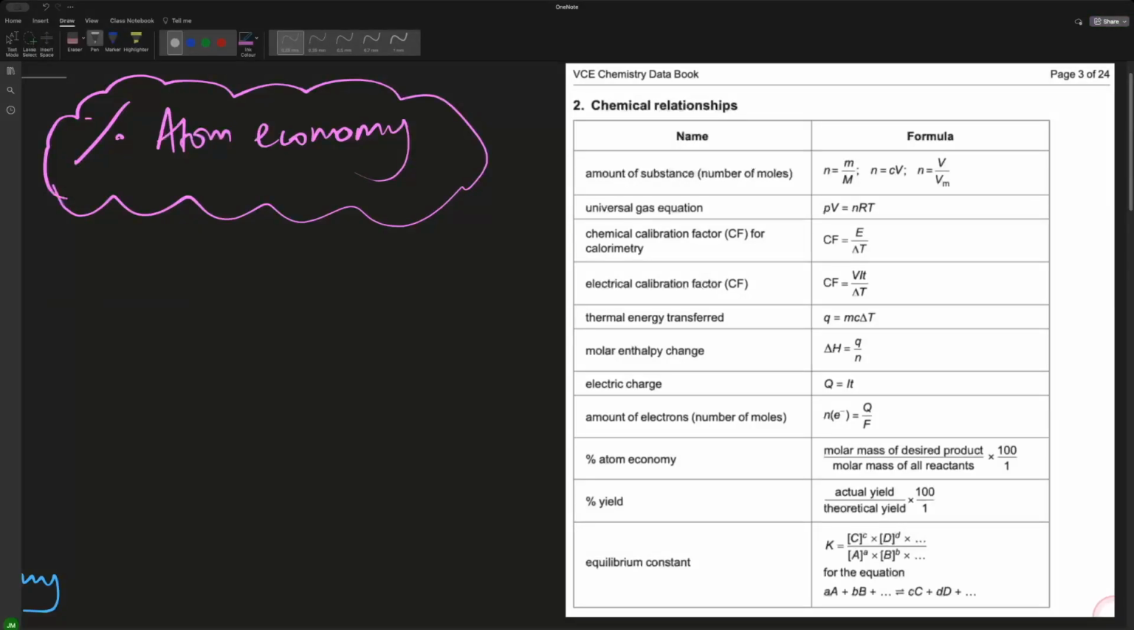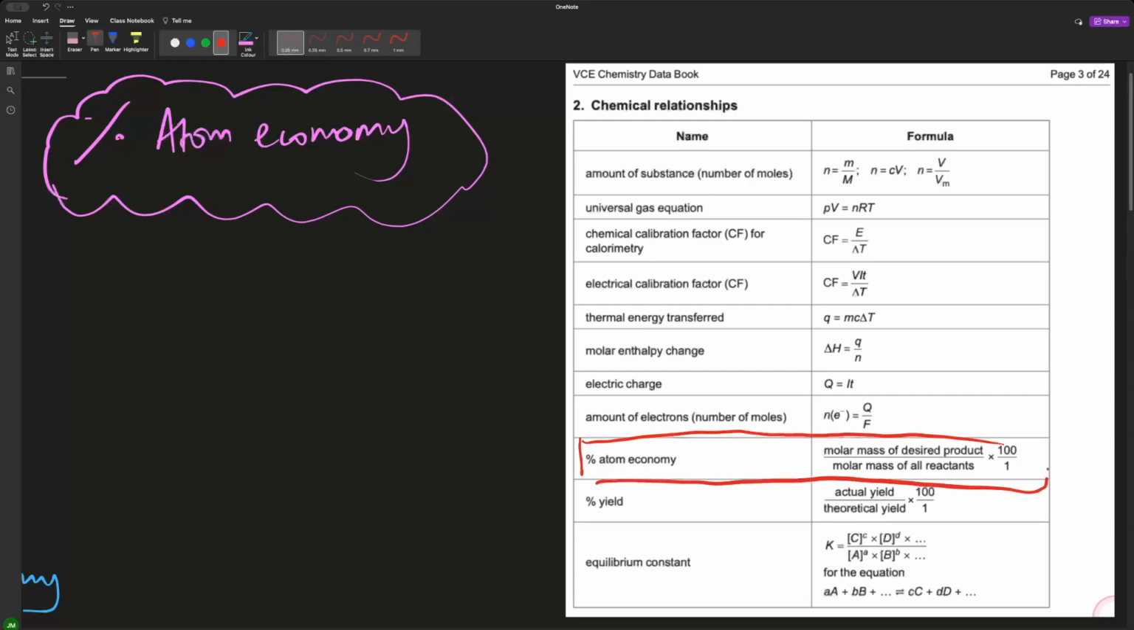Okay, welcome to another tutorial on percentage atom economy. I know it is very straightforward to calculate percentage atom economy, and the equation for it is given in the data book. Over here you can see the equation. It's simply the molar mass of the desired product divided by the molar mass of all reactants multiplied by 100 because it's a percentage.